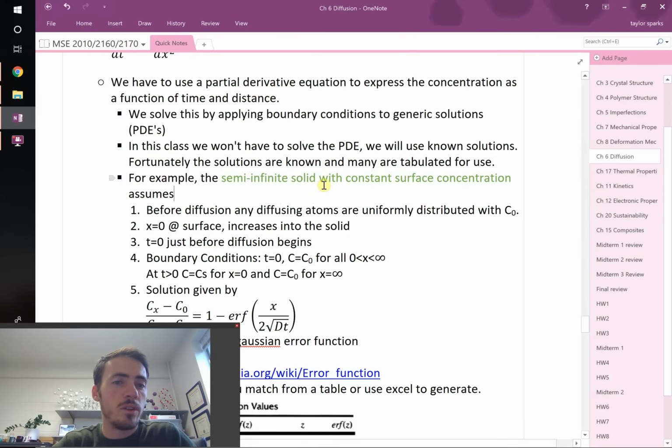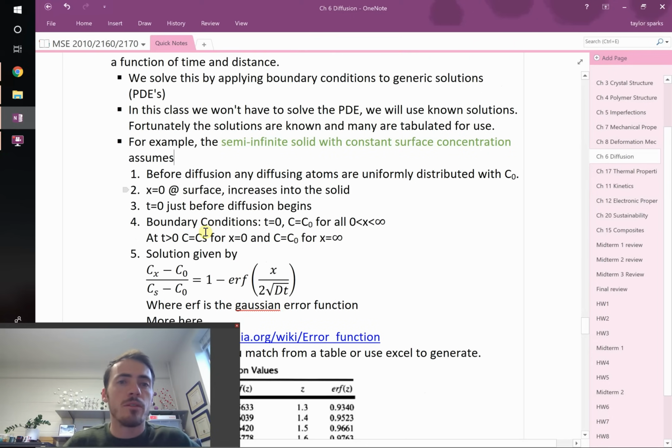The semi-infinite solid means the following conditions, right? First off, before diffusion, any diffusing atoms are uniformly distributed with some initial concentration. So in the penny, if that thing is a solid copper penny, then there was no zinc to start with maybe, right? Or if there was like 5% zinc to start with, then that's uniform all the way throughout, and we would take note what that concentration is, okay?